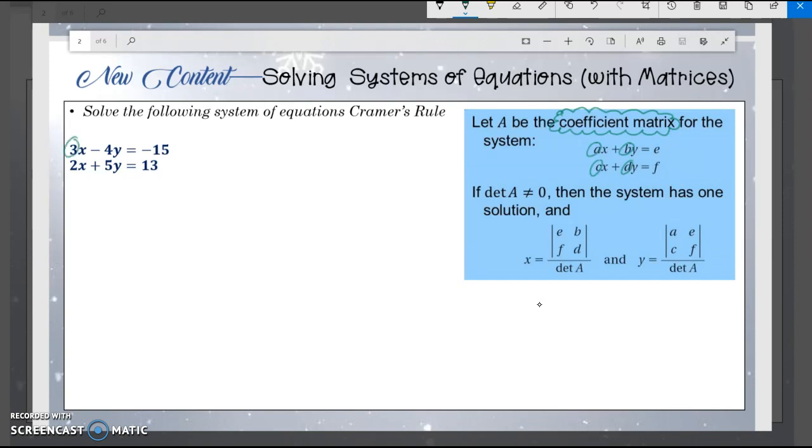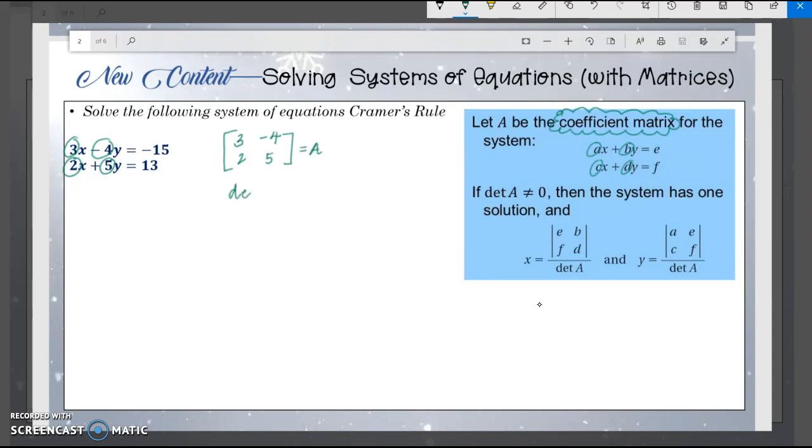In this case, that's going to be 3, -4, 2, and 5. So I'm just going to take those numbers and put them in a matrix here. So I've got 3, -4, 2, and 5. And we usually call that matrix A. Sometimes you'll see it written as matrix D. It just depends on the textbook or the source that you're using.